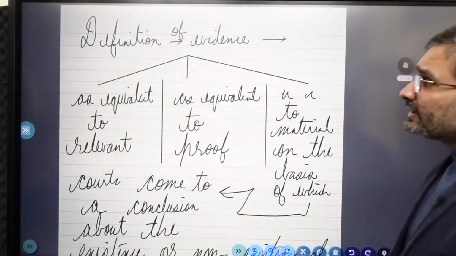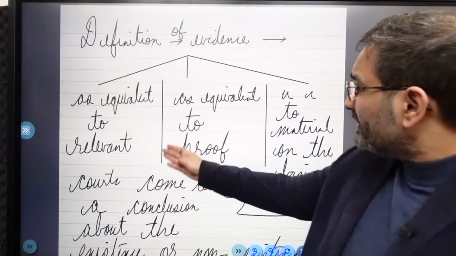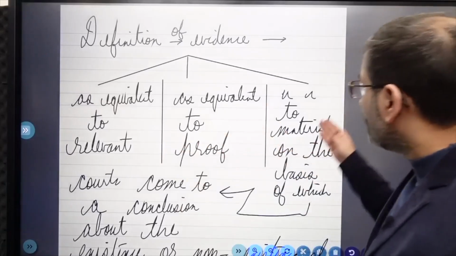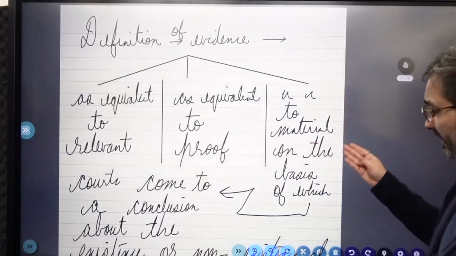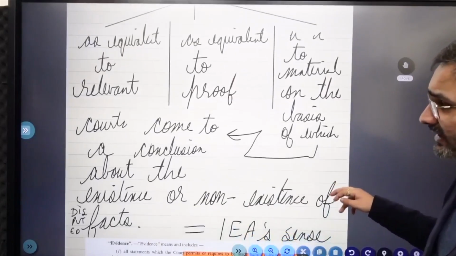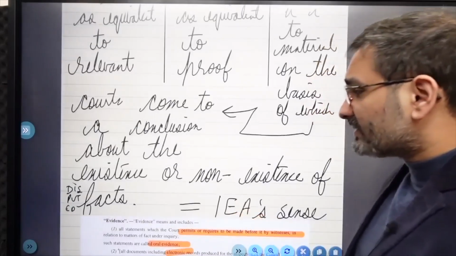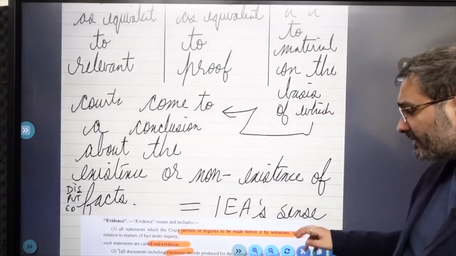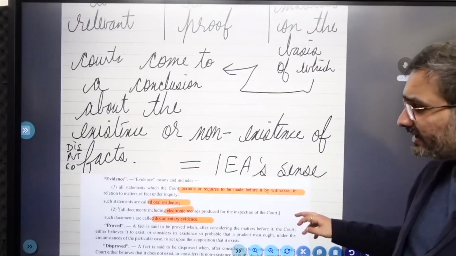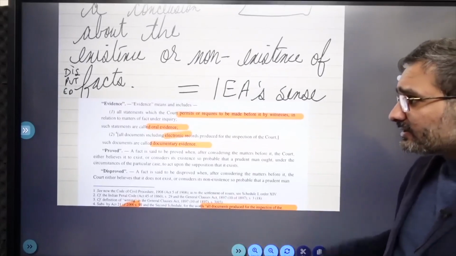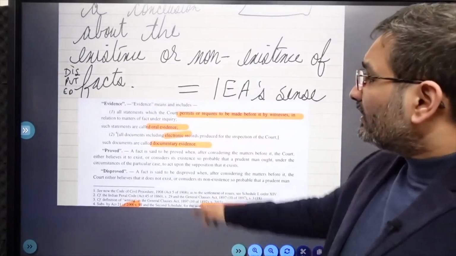So तीन तरीके के आप काम कर सकते हैं. So as equivalent to relevant, as equivalent to proof, or as equivalent to material on the basis of which the courts can come to a conclusion about the existence or non-existence of disputed fact in the Indian Evidence Act's sense. So evidence means and includes all statements.